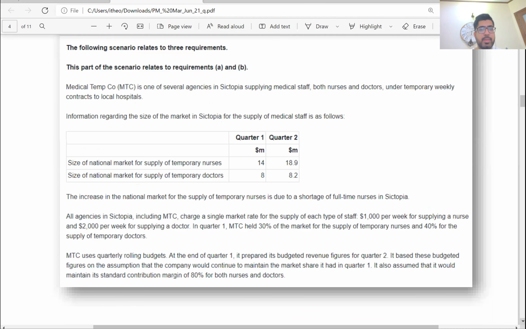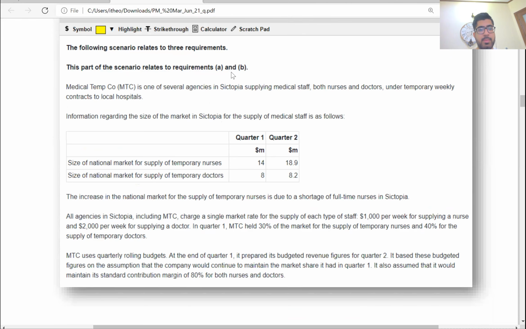The question is, the following scenario relates to 3 requirements. This part of the scenario relates to requirements A and B. You can either open the question on your own devices or just see it on my screen. Medical Temp Company, MTC, is one of several agencies in Sectopia supplying medical staff, both nurses and doctors, under temporary weekly contracts to local hospitals.